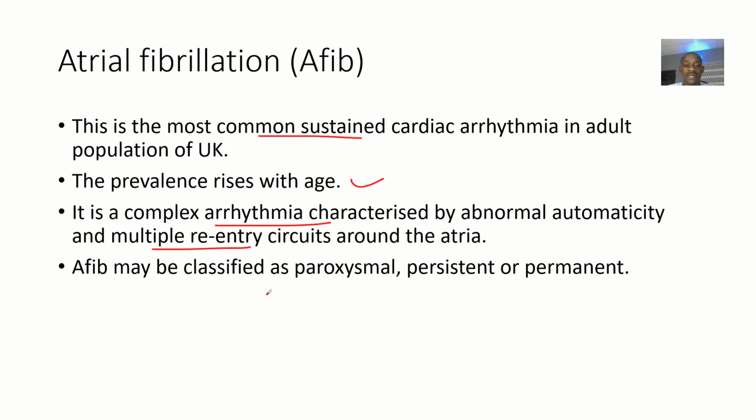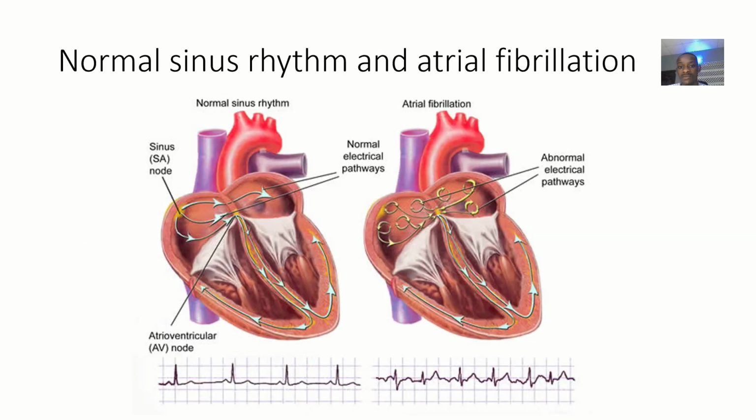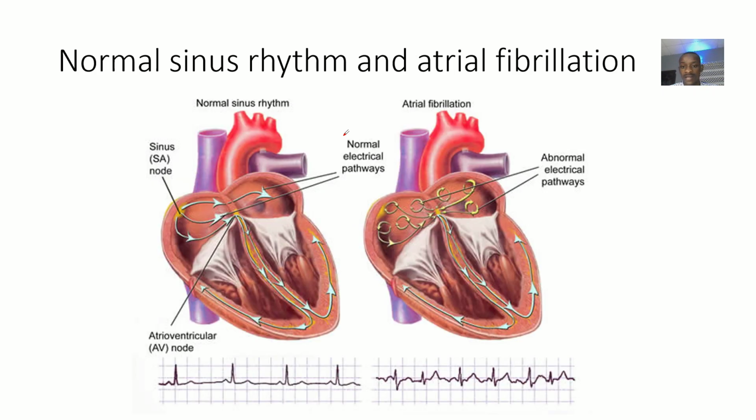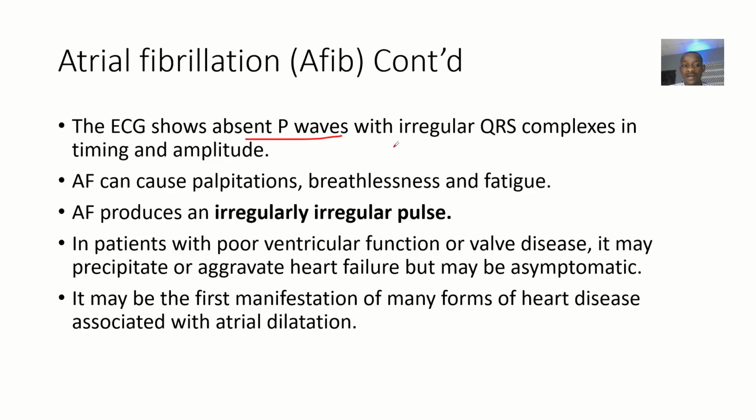Atrial fibrillation may be classified as paroxysmal, which has a sudden onset and is short lasting. It could be persistent, long lasting. It could be permanent. When you take an ECG of a patient with atrial fibrillation, it will show an absent P wave. And the QRS complex is not like the normal one; you have an irregular QRS complex.